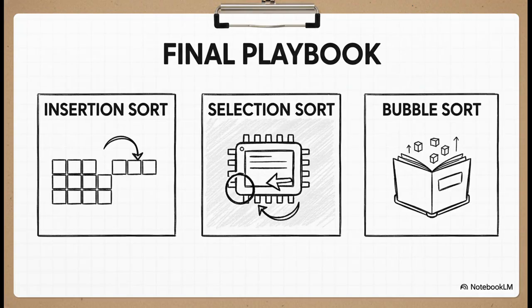So here it is, your final playbook in a nutshell. Think of insertion sort when you've got nearly sorted data. Think of selection sort when memory writes are expensive. And use bubble sort as your go-to for explaining the absolute basics. Really internalizing this distinction is how you show you're a thoughtful, deliberate engineer.